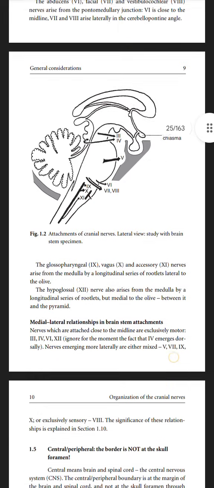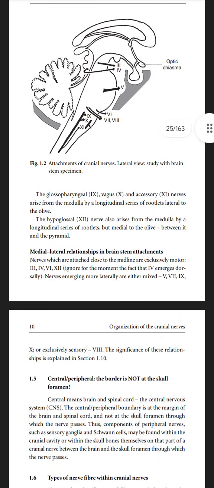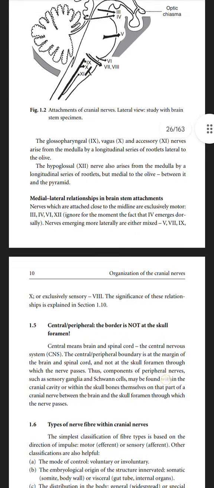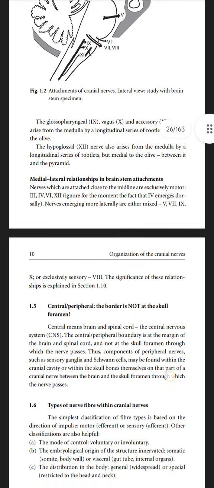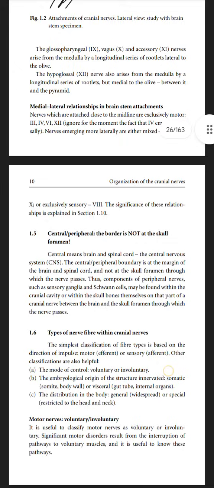The glossopharyngeal, vagus, and accessory nerves arise from the medulla by a longitudinal series of rootlets lateral to the olive. The hypoglossal nerves also arise from the medulla by a longitudinal series of rootlets, but they lie between the olive and the pyramids. Medial-lateral relationship in brain stem attachments.